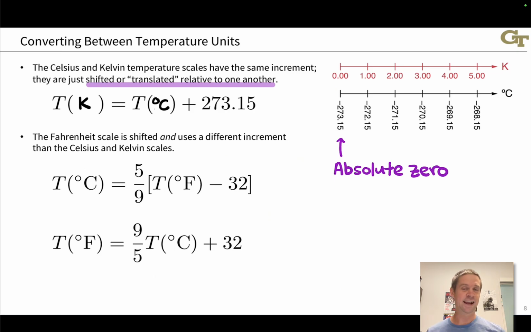The Fahrenheit scale is both shifted and uses a different increment. And so the conversions here, which I won't go through in detail, I just kind of present them as yet another wacky example of unit conversion involving temperature. The increment is scaled by 5/9. The increment for the Fahrenheit scale is smaller than the increment for the Celsius scale. You may be familiar with this if you've ever lived abroad. Temperatures in Celsius are generally lower, smaller numbers. The values are smaller than on the Fahrenheit scale. And the reason is the increment is larger for Celsius than it is for Fahrenheit.